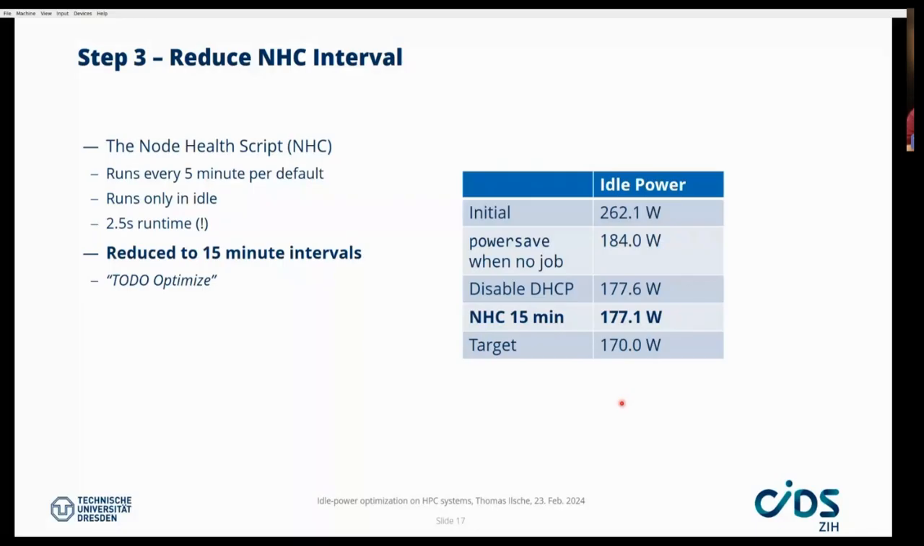So the mitigation here is just to increase the interval to 15 minutes, which is a trade-off between the consumption of this script, but still providing sufficient information about the node health status.